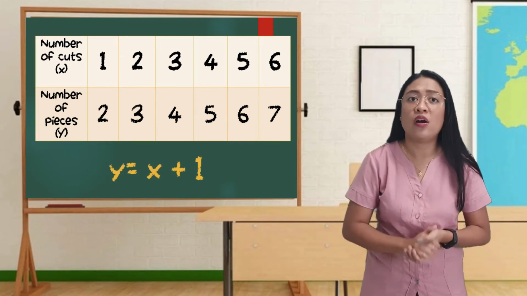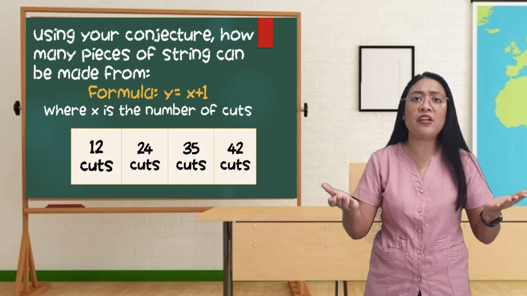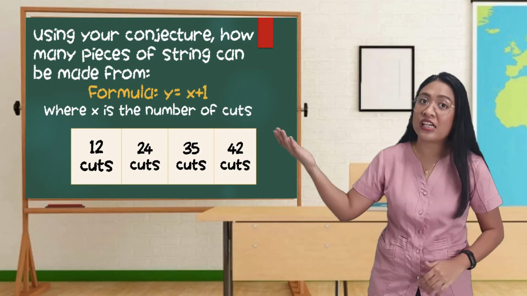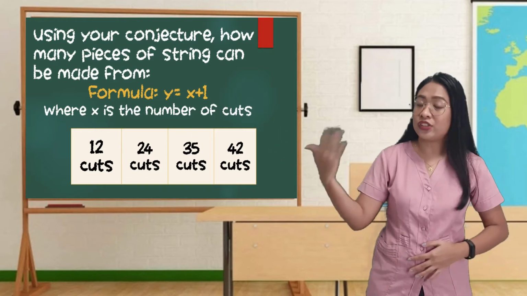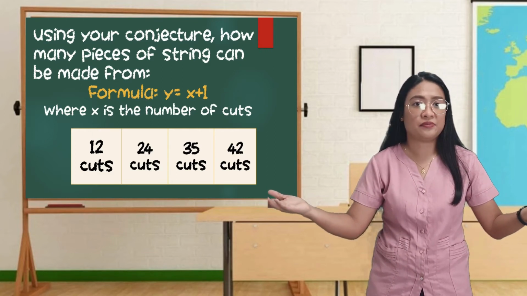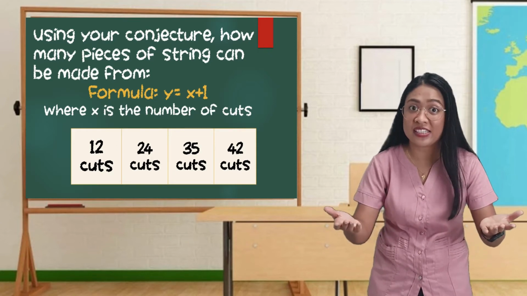Using the formula y = x + 1, we can now solve the number of pieces of strings that can be made from 12 cuts, 24 cuts, 35 cuts, and 42 cuts. Now, were you able to get the same answers?